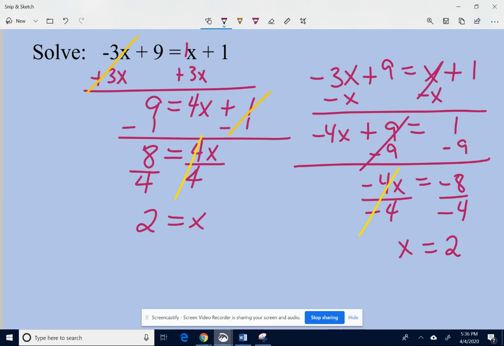So it does not matter which x term you get rid of, but this is the idea, y'all. If you have a negative x term and a positive x term, like we did in this problem, if you want to avoid negatives, get rid of the negative x term.